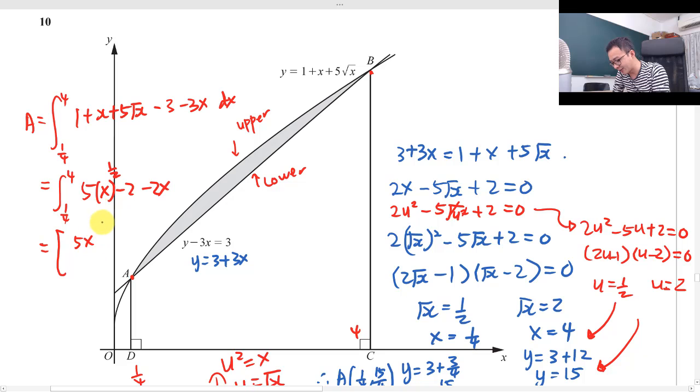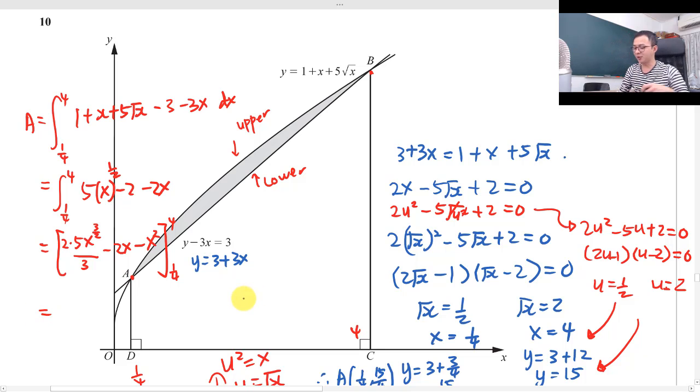So this is 5x to the power of 1 plus 1 is 3 over 2, over 3 over 2. So 2 I will multiply here. Minus 2x, minus 2x squared over 2, right? So it becomes x squared. So it's 1 over 4 to 4.